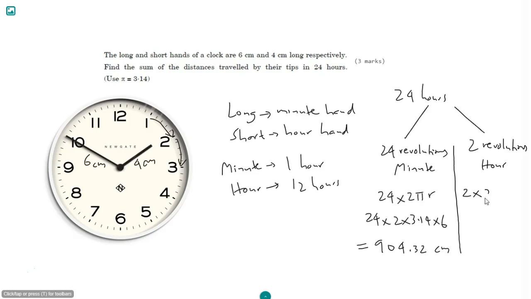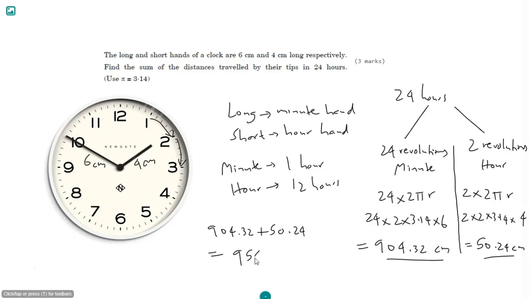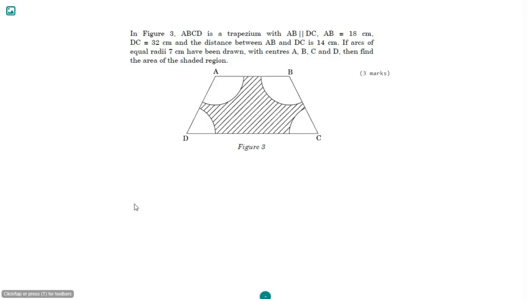For the hour hand, it makes 2 revolutions. That's 2 into 2 pi r. 2 into 2 into 3.14 into r, in this case r is 4. If you do that calculation, you will get 50.24. Now the question asks you to find the sum of the distances. So you need to add these two, 904.32 plus 50.24, which is 954.56 centimeters.